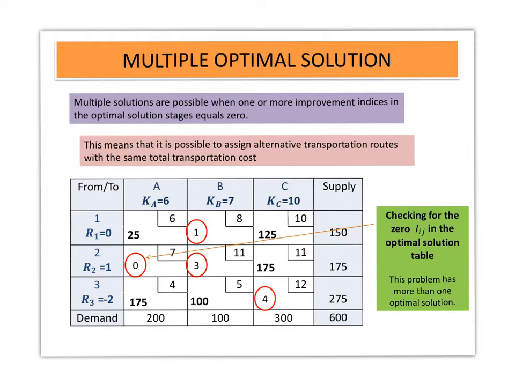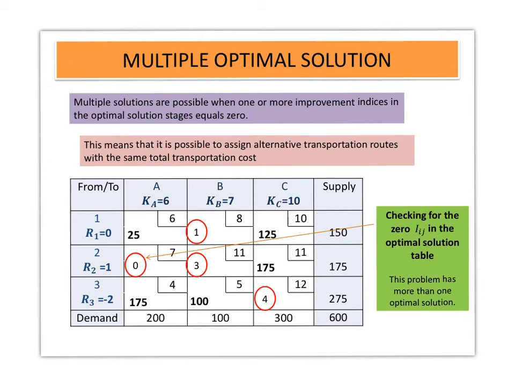All right, how do we spot or detect that there is an alternative optimal solution? As usual, we have to calculate the row cost first and the column cost, using the occupied cells, all right? And then for the empty cells, we are going to calculate the improvement indices, right? In this case, we have 0, we have 1, we have 3, and we have 4. These are the improvement indices.